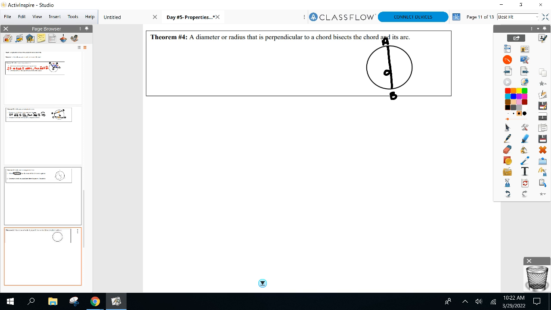Ready? Now I want a chord CD, but listen carefully. The chord has to be perpendicular to the diameter, which means it forms a what? Right angle. So when you draw your chord CD, it should form a right angle with your diameter. And to show it's perpendicular, let's throw the right angle symbol up there.